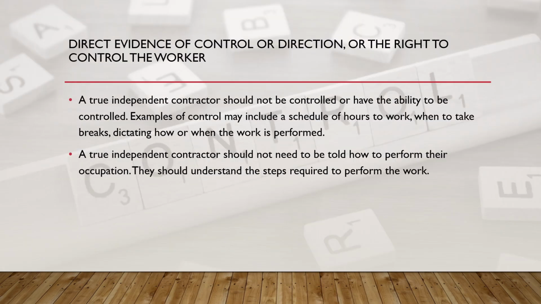First, direct evidence of control or direction or the right to control the worker. A true independent contractor should not be controlled or have the ability to be controlled. Examples of control may include a schedule of hours to work, when to take breaks, dictating how or when the work is performed. A true independent contractor should not need to be told how to perform their occupation. They should understand the steps required to perform the work. If the worker is or can be controlled, that is characteristic of an employer-employee relationship.